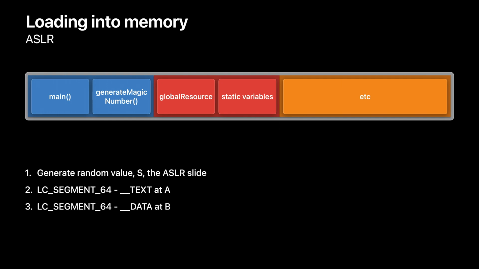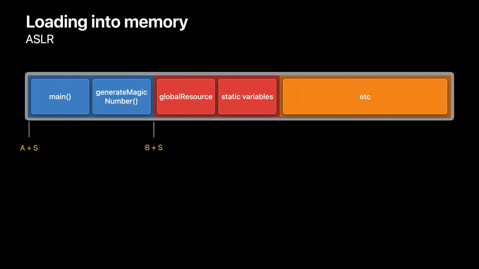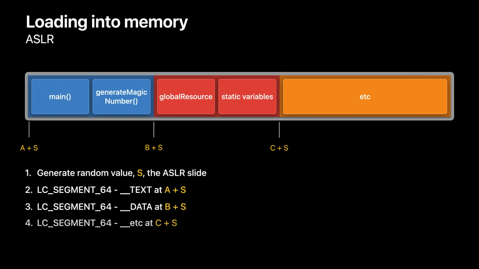Well, before the kernel actually loads the segments, it initializes a random value known as the ASLR slide. The kernel then adds the ASLR slide to the addresses in the load commands. So rather than loading the text segment at address A and the data segment at address B, the kernel instead loads them to A plus S and B plus S, where S is the ASLR slide. Since A plus S and B plus S are the true addresses that the system uses, they're also known as load addresses.